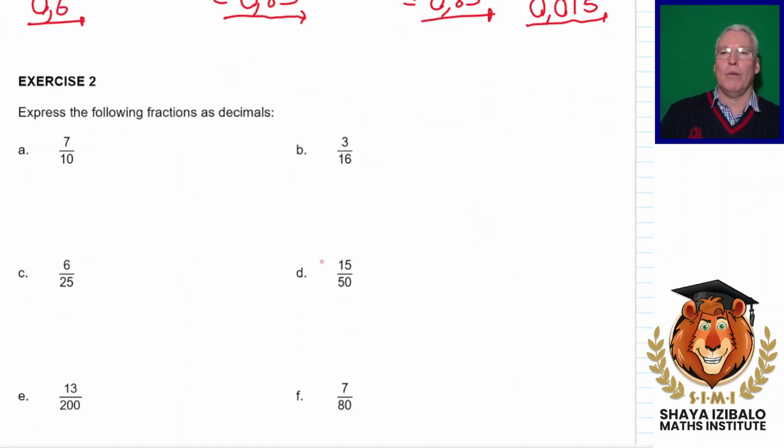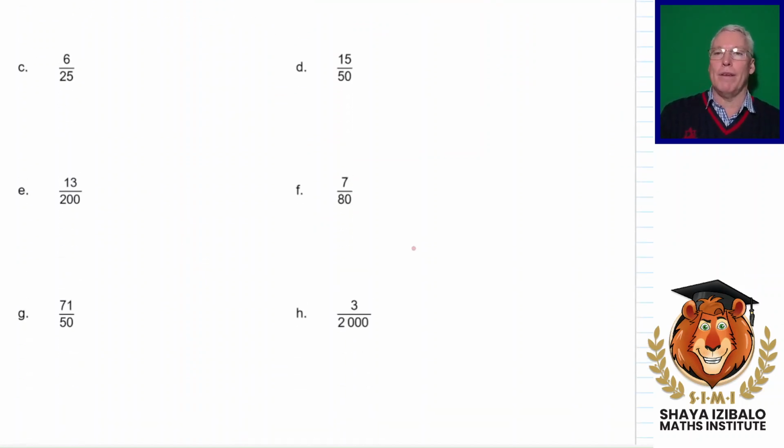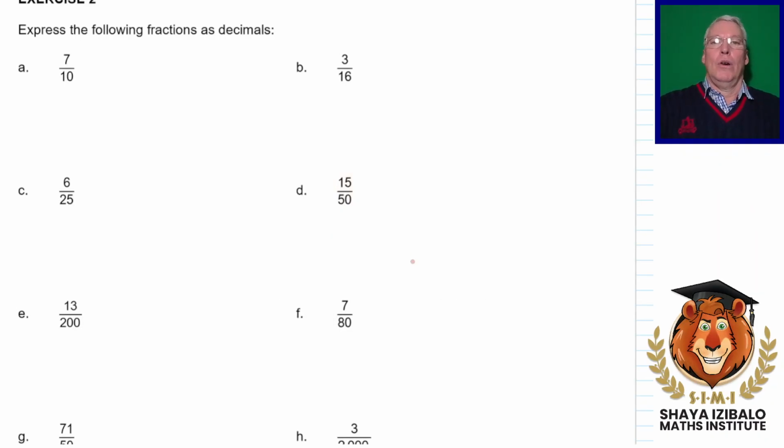Okay, we're going to ask you to pause the video, and we're going to ask you to try these ones. There's quite a number of them. In each case, we want you to try and get them as decimals. Okay, so the first one, hopefully quite straightforward. The first one is 7 out of 10. We can just write that straight away as 0,7.